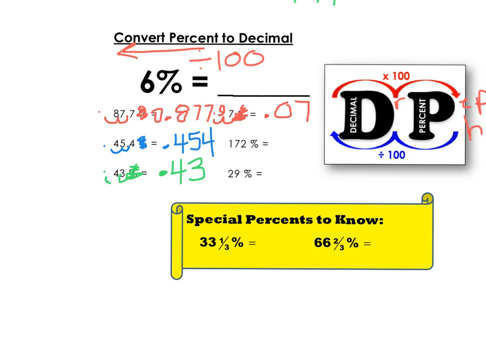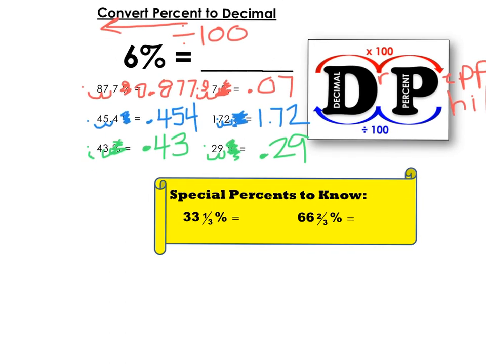All right, let's take a look at the next one. Remember, when going from a percent to a decimal, we need to take off that percent sign. Put the decimal at the very end. We're going to divide by 10, divide by 100. My decimal is now 1 and 72 hundredths. All right, again, let's do 29%. We're going to take off that percent sign. And we're going to go 1, 2. So our answer is going to be 29 hundredths.